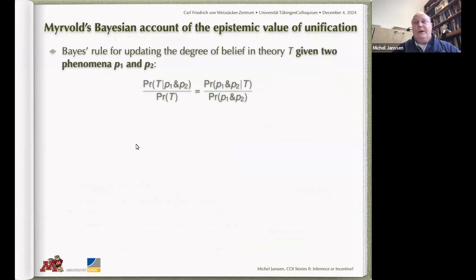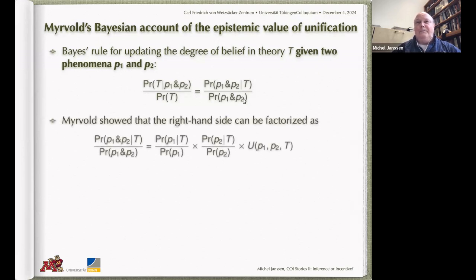So here's how Wayne's thing works, right? I hope that you've seen the basics of Bayesianism before. So here's the rule for updating the belief, right? Here you have the ratio of the posterior and the prior probability, and here you have likelihoods. What is the probability that you get these two phenomena, P1 and P2, given T, and what is it before that? Okay, and so what Wayne was able to do was show that you could factorize the right-hand side into three pieces.